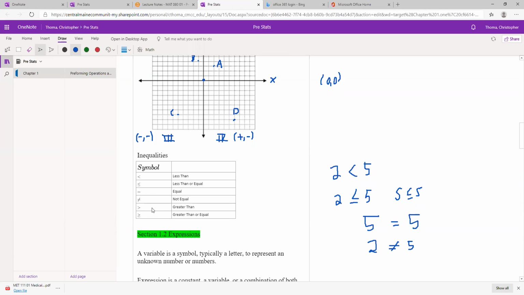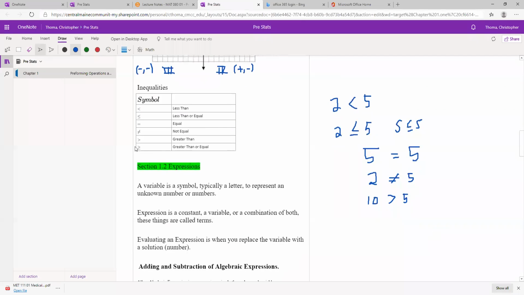Now greater than, right? I can say 10 is greater than 5. And then lastly, our greater than or equal to. 10 is also greater than or equal to 5. As well as, like we did before, 10 is also greater than or equal to 10. So just remember the opening always goes to the larger number.